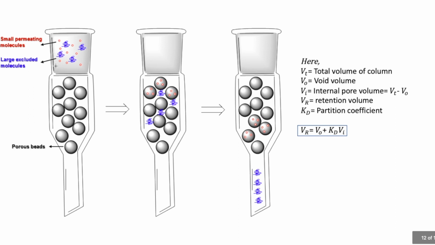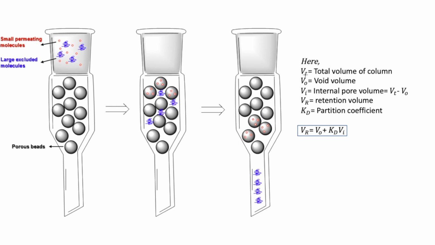Here porous beads are there, you have small permeating molecules and you have large excluding molecules. When you pass the sample, the small molecules are going to stay inside, whereas the larger ones, depending upon the size, the bigger ones are going to come out and the smaller ones are going to stay over there itself.